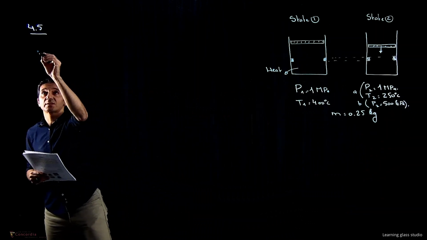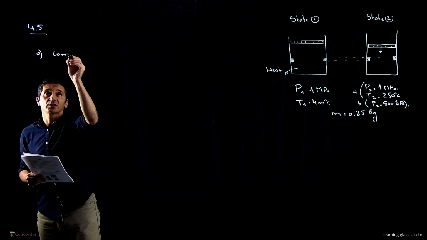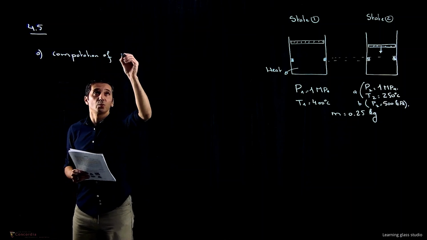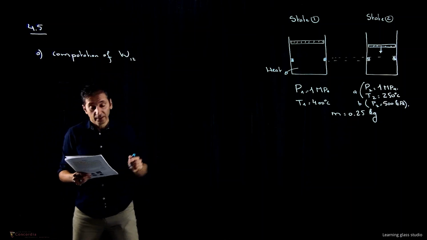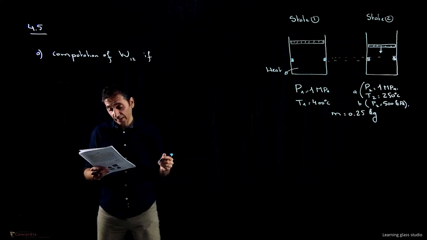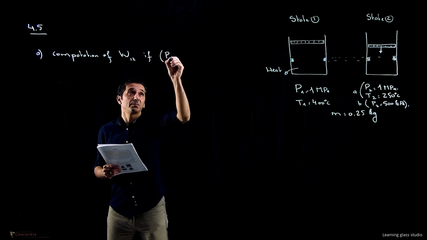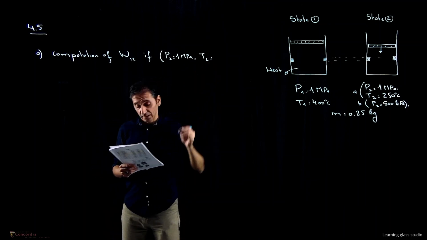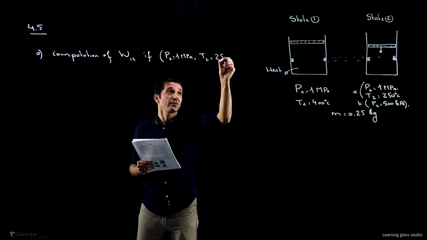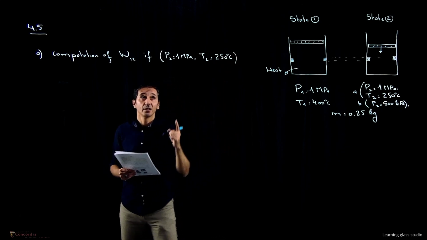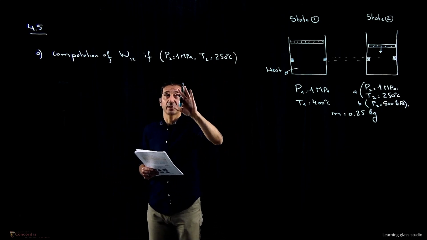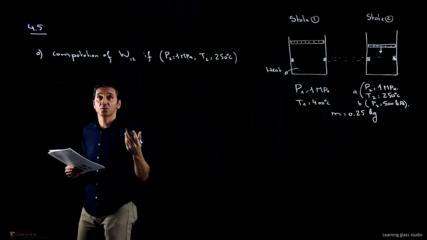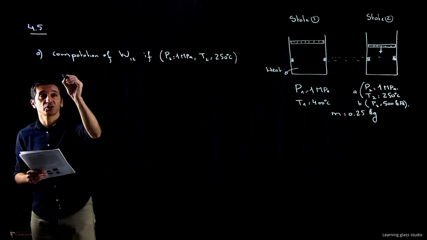Okay, so let's go with the first case. Computation of the work W12, if as a final state we have P2 equal to 1 megapascal and T2 equal to 250 degrees C. Something interesting here is that in this specific case, you see that P2 is equal to P1. So therefore, the process in this case is isobaric. So this makes our life much easier.